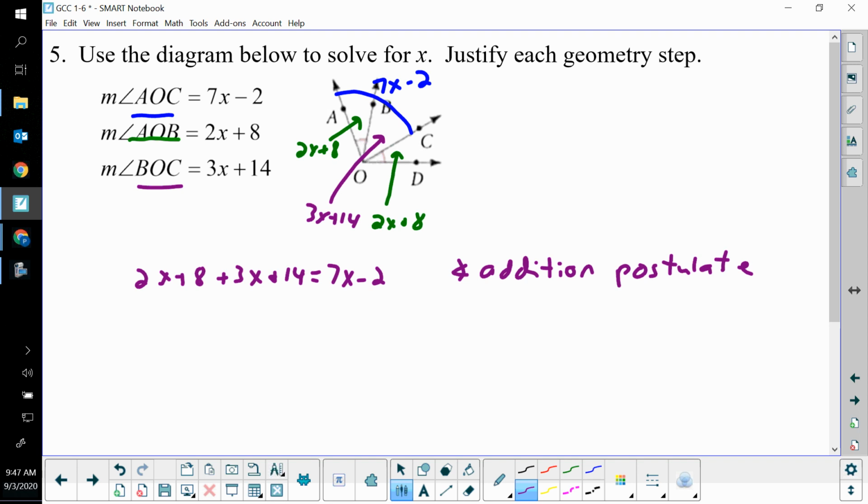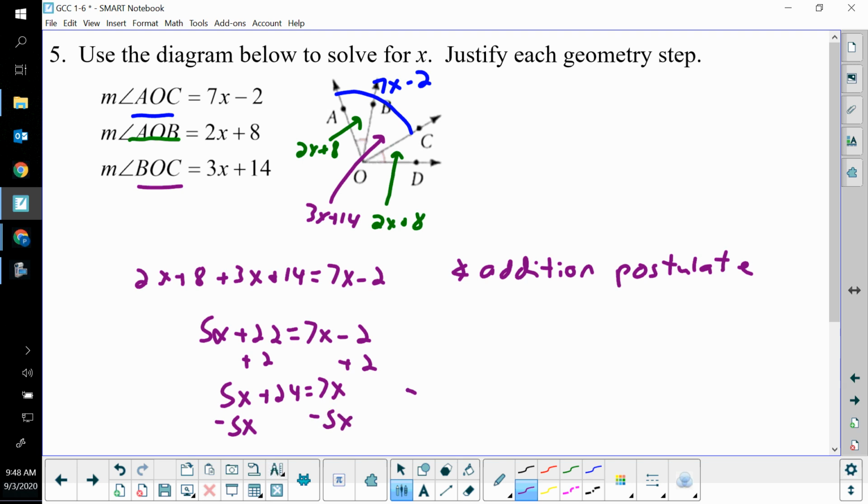So now we can combine like terms. We got 5x plus 22 equals 7x minus 2. Maybe we'll add the 2 over. We can subtract the 5x over. And we'll divide by 2. And we'll get 12 equals x. Now remember to always reread the question, see if that's what they're looking for. We want to solve for x. Okay, so we're done in this case. About half the time you'll be done, about half the time you'll have to sub it back in.